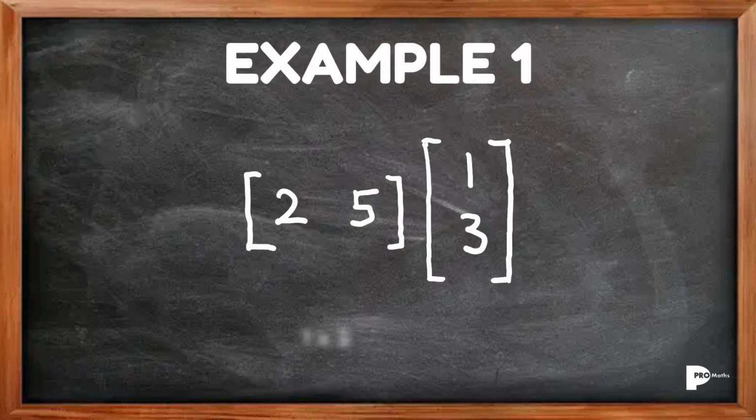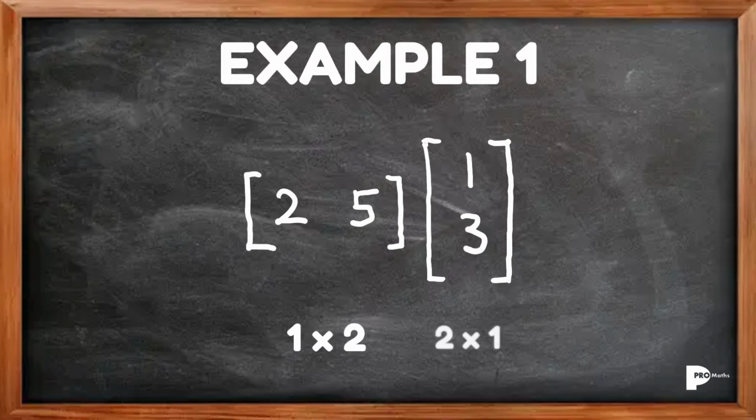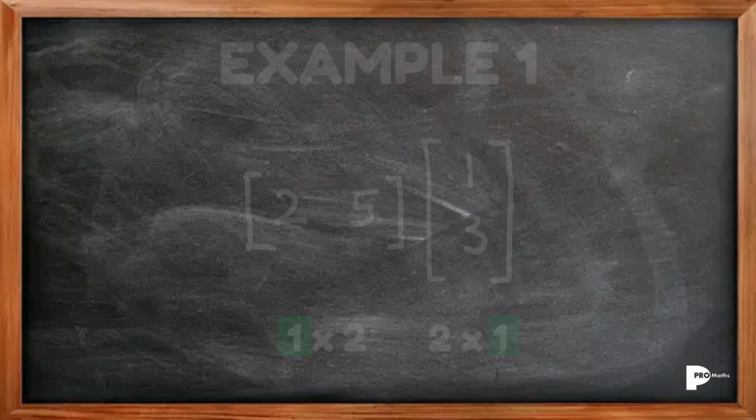We have a 1 by 2 matrix multiplied by a 2 by 1 matrix. Write out the order of each matrix. If the two closest numbers match, then you can multiply them. Otherwise you can't. This is also cool because the two outside numbers tell you the order of your new matrix after doing the multiplication. So you can use this to make sure you've done it right. So in this example, our result will be a 1 by 1 matrix, one row and one column, which means it's going to have one element in it.